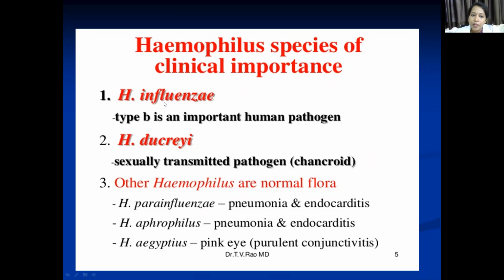Out of these, Haemophilus influenzae type B is a very important one, the most pathogenic. Haemophilus ducreyi causes chancroid, a sexually transmitted disease. We will see more about these later on. Haemophilus parainfluenzae and Haemophilus erythrophilus cause pneumonia and endocarditis. Haemophilus aegyptius causes pink eye or purulent conjunctivitis.